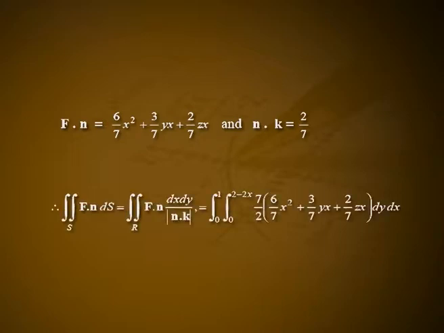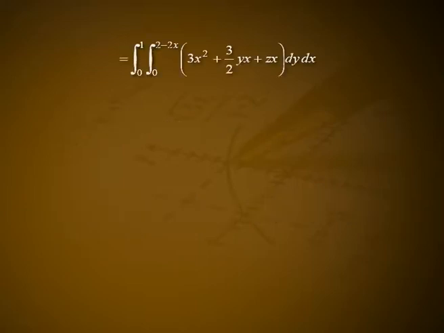Hence, F dot n is equal to 6 by 7 x square plus 3 by 7 yx plus 2 by 7 zx, and n dot k is equal to 2 by 7. Therefore, the double integral over S of F dot n dS is equal to the double integral over R of F dot n dx dy by the determinant of n dot k, which is equal to the integral 0 to 1, integral 0 to 2 minus 2x, of 7 by 2 into (6 by 7 x square plus 3 by 7 yx plus 2 by 7 zx) dy dx, which is equal to the integral 0 to 1, integral 0 to 2 minus 2x, of (3x square plus 3 by 2 yx plus zx) dy dx.